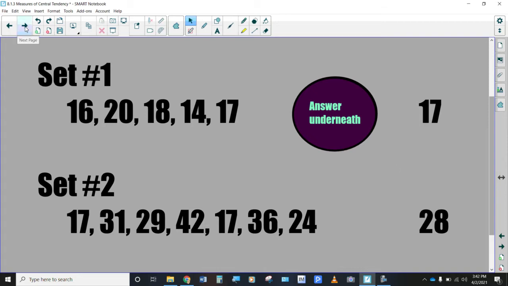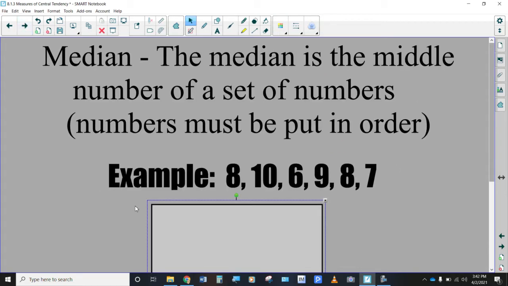All right, now for the median. Ooh, look at that. The median is the middle number of a set of numbers.